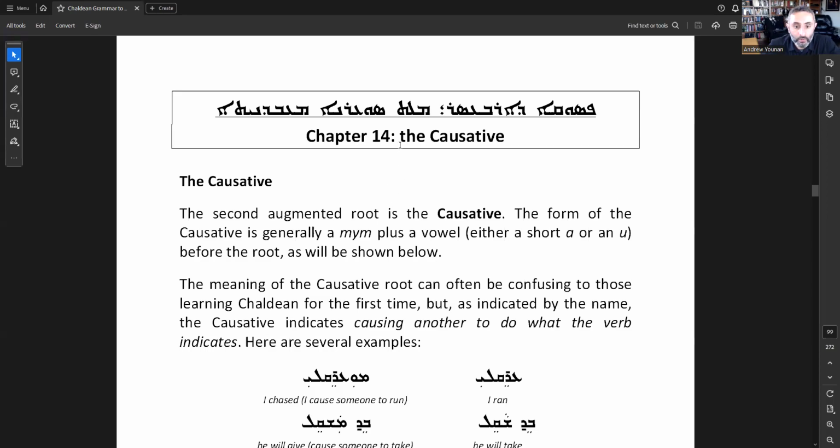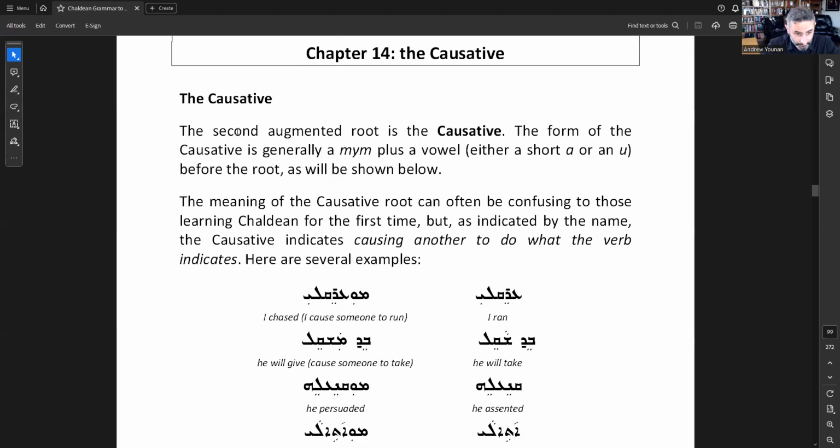Chaldean Grammar, Chapter 14, the Causative. The second augmented root is the causative. The form of the causative is generally a meme plus a vowel before the root, as will be shown below. So that's the form, as contrasted with the intensive we talked about last chapter.